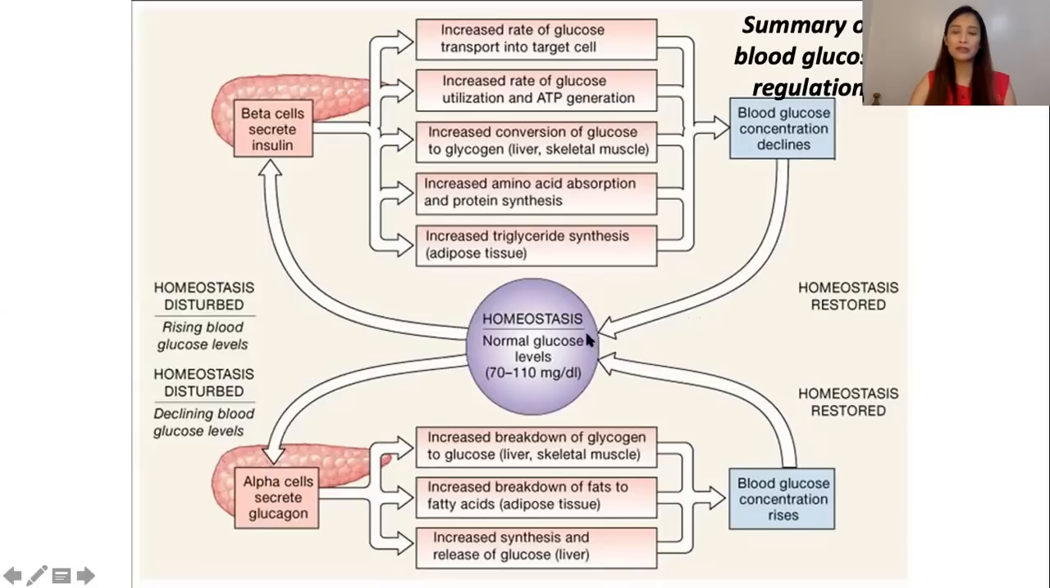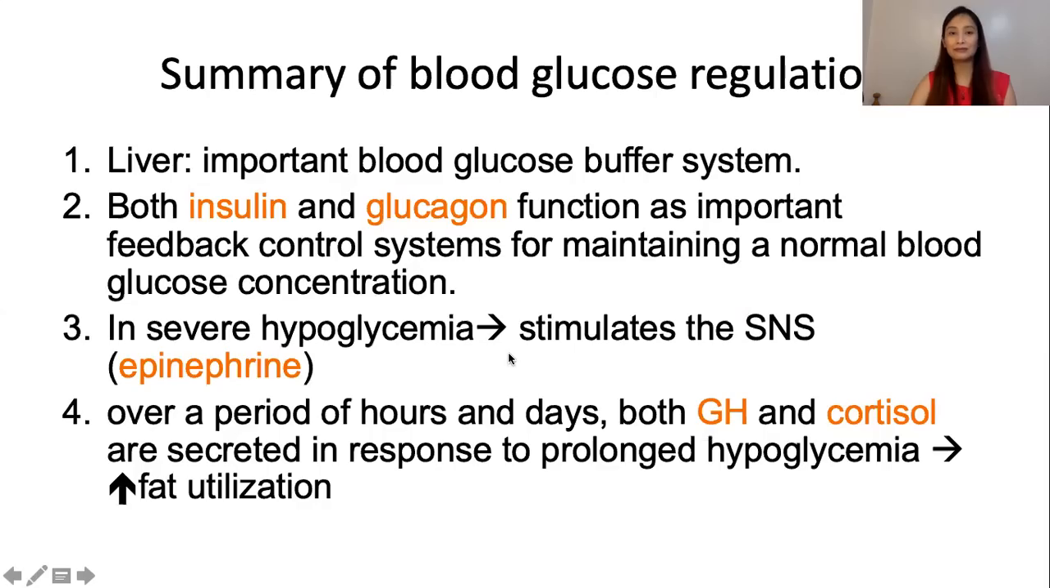When your blood glucose is very low, declining blood glucose levels, your alpha cells from the pancreas will secrete glucagon, and the end result of glucagon is to break down sources of energy such as glycogen, fats, and even protein in order to produce glucose, so that your blood glucose level will go back up to homeostatic levels. So this is the summary. I'll just read this through.